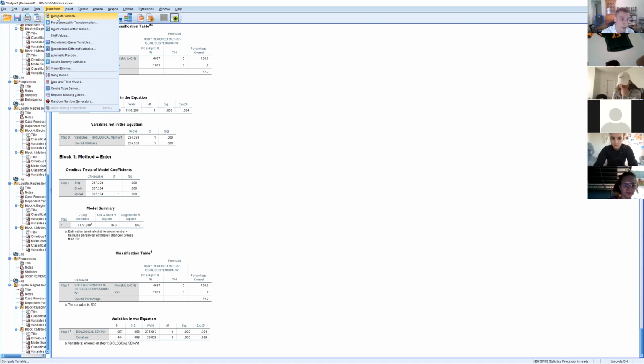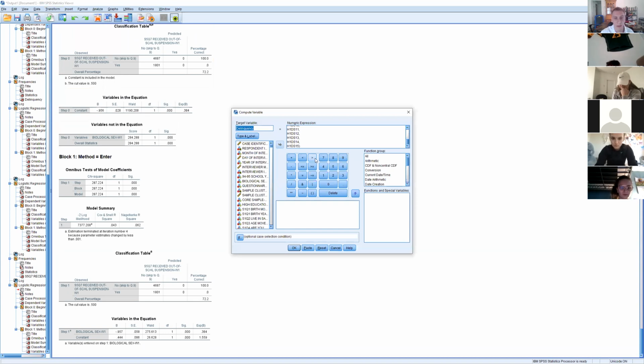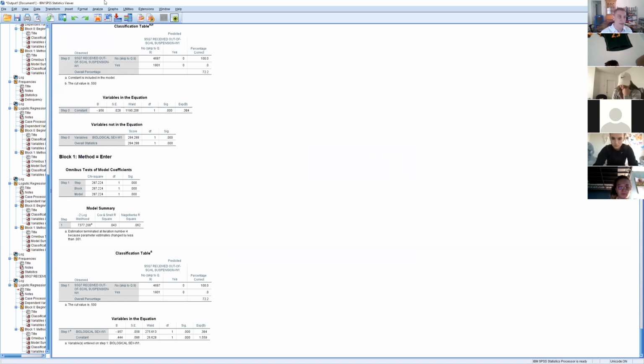To get the exact output, I didn't recode to get rid of the missing. I just made it like this, so it is simply the sum. Go to Compute Variable: delinquency equals the sum of H1DS1 through 15. That's all that was, so people are clear where that is coming from. I already made that independent variable. So we're looking at the effect of gender and delinquency on suspension from school.